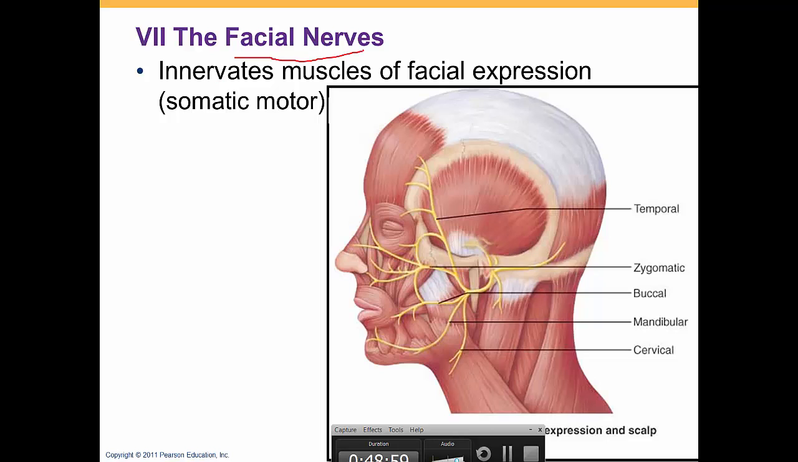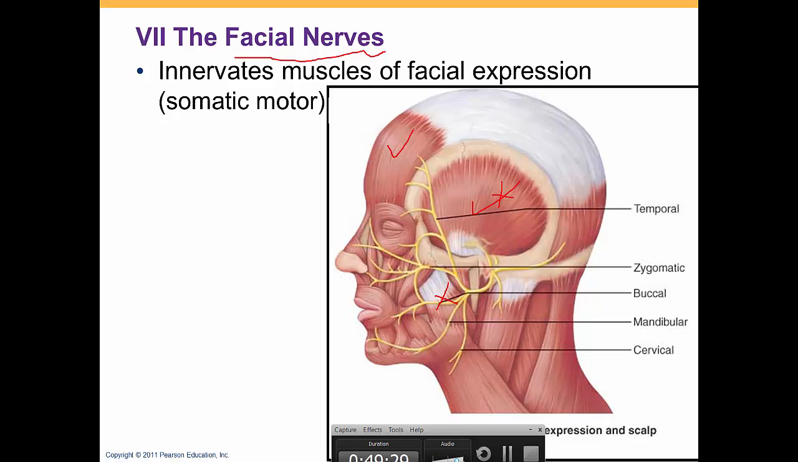We have the facial nerve after that. So the facial nerve is the one that supplies the rest of the muscles of the face, and these are the muscles of facial expression. So does this facial nerve supply the temporalis muscle? No, because this is a muscle of mastication. Does it supply the masseter? No, because it's a muscle of mastication. Does it supply the pterygoid muscles? No, because it's a muscle of mastication.